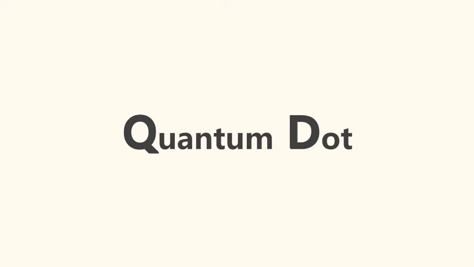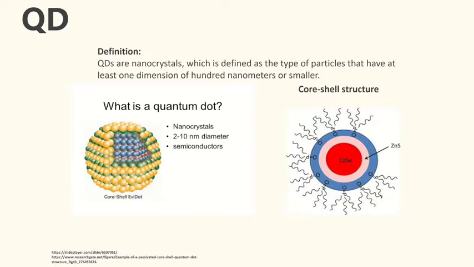Now let's go back to the new device, QLED. The scientific fundamental of QLED is the quantum dot. Quantum dots are nanocrystals, which are defined as particles that have at least one dimension of 100 nanometers or even smaller. On the left side picture, you can see that a typical quantum dot is from 2 to 10 nanometers in diameter. The general structure of a quantum dot is the core-shell structure.